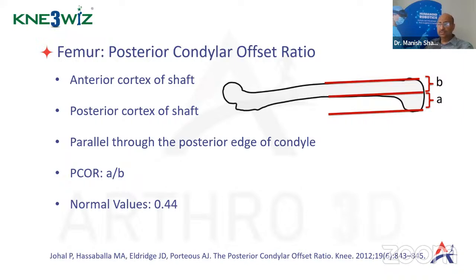The other important parameter to understand is the posterior condylar offset ratio. The anterior cortex of the shaft, the posterior cortex of the shaft, and the parallel through the posterior edge of the condyle. The normal value is 0.44.